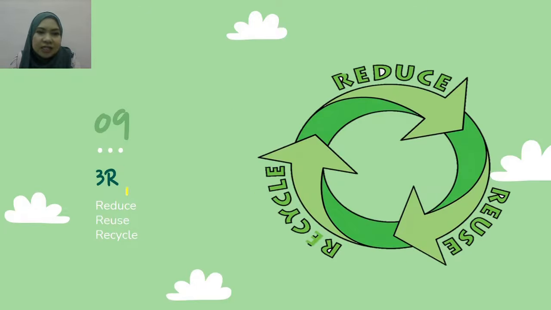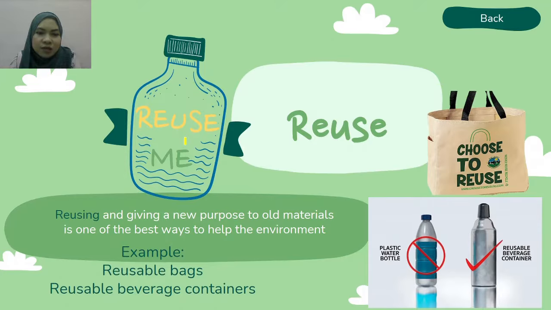Number 9 is 3R. What is 3R? 3R is reduce, reuse, recycle. Okay, reuse. What is reuse? Reuse is guna semula. Use, guna. Re means semula.